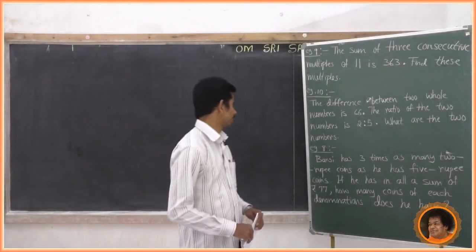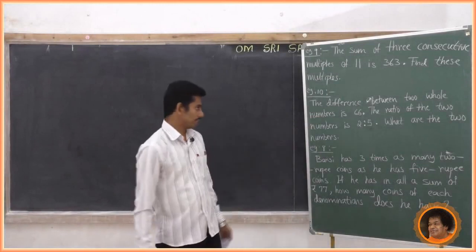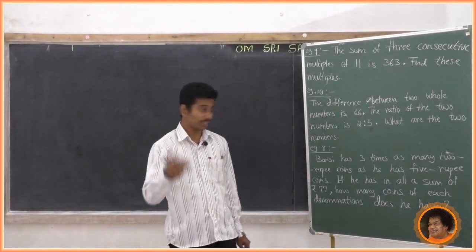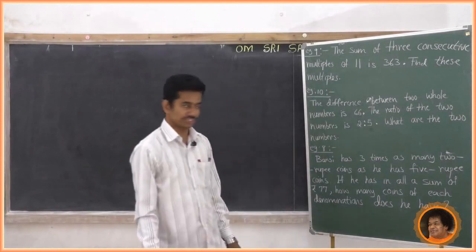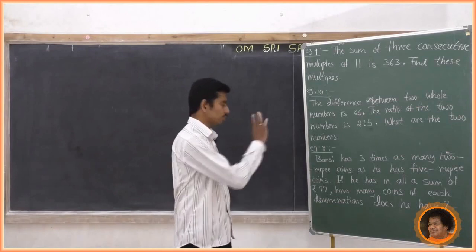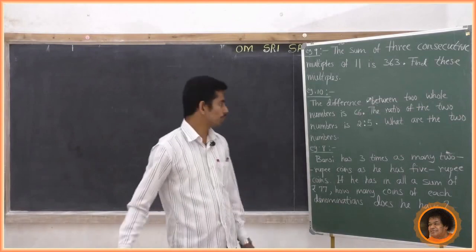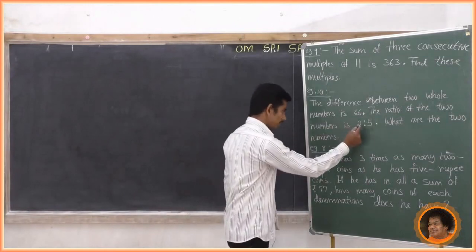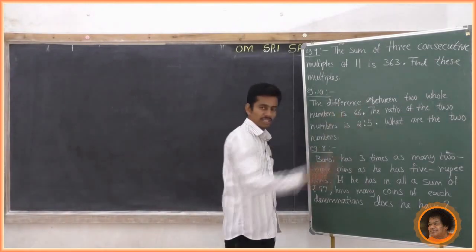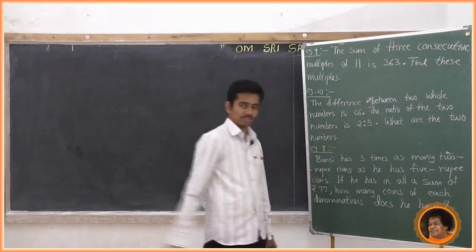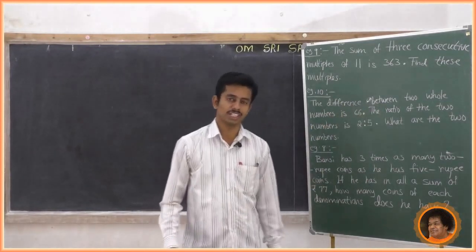Next example. The difference between two whole numbers is 66. The ratio of the two numbers is 2:5. What is the meaning of 2:5? If one is 2 times, then the other one is 5 times. What are the two numbers? You have to find the two numbers.